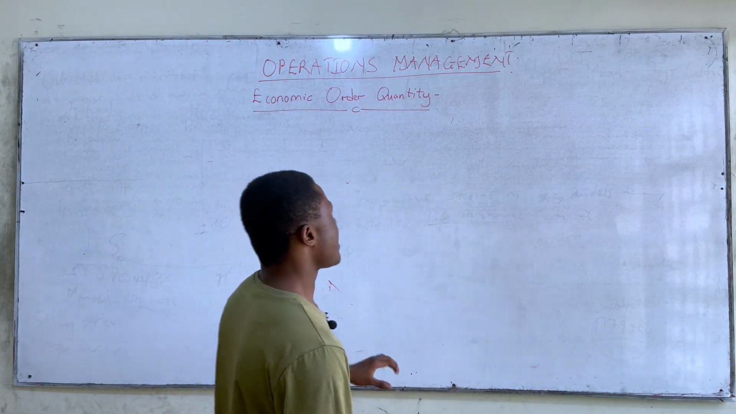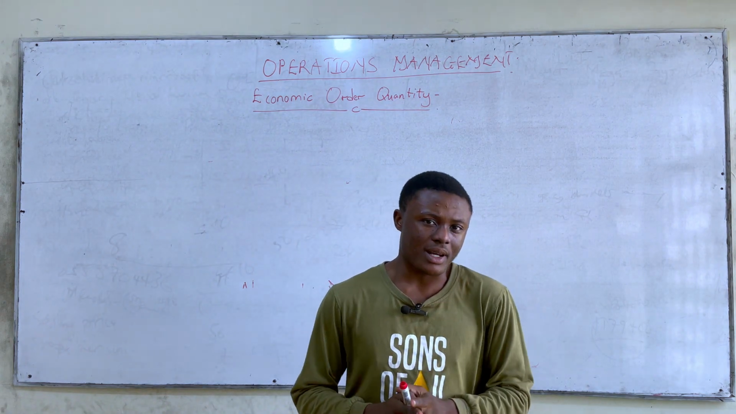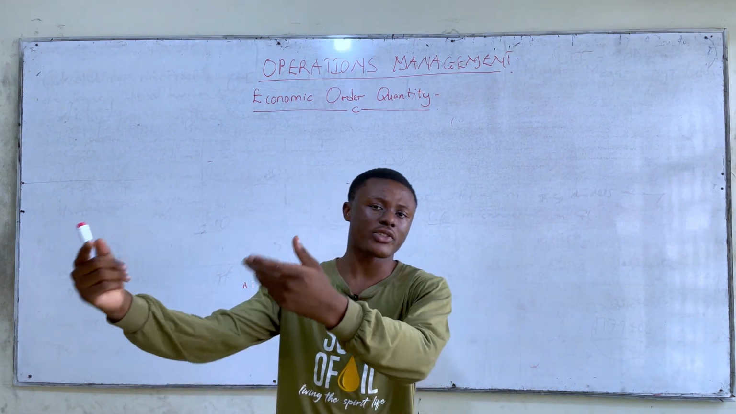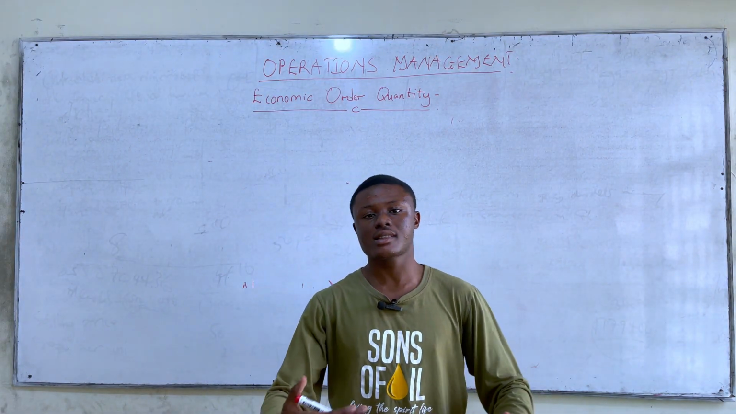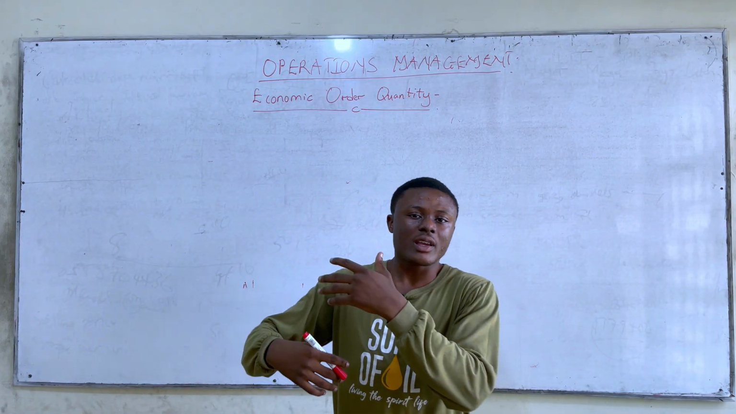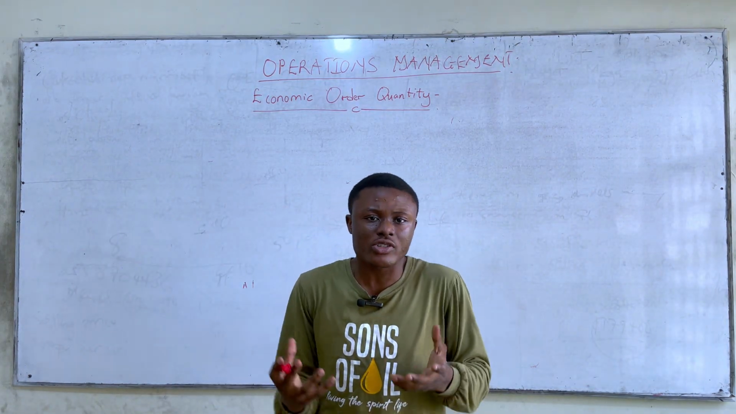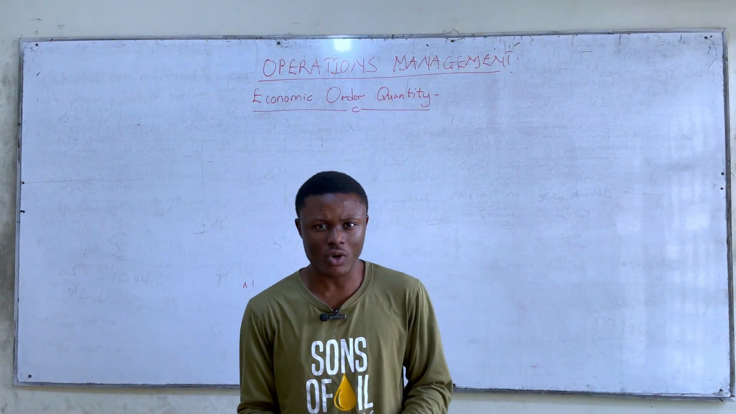But when we talk about economic order quantity, here we want to establish that our cost of ordering should be the same as our cost of holding. So let's say you want to order for something. As you keep on ordering, it should be equal to how you hold the stock that you keep on ordering. Hope you are getting it.